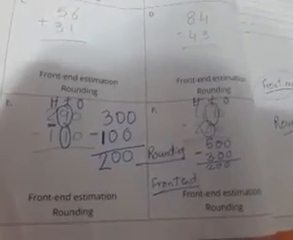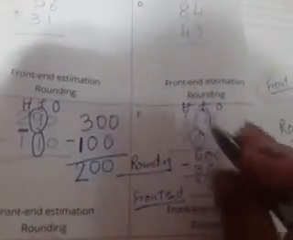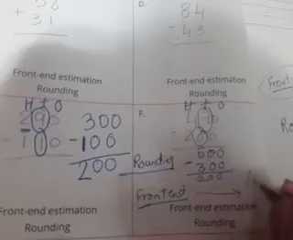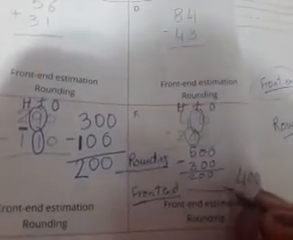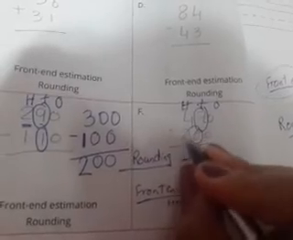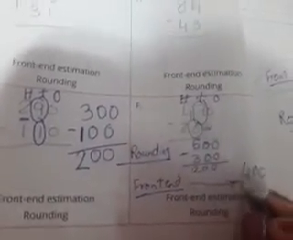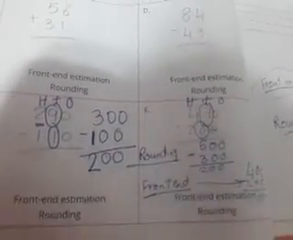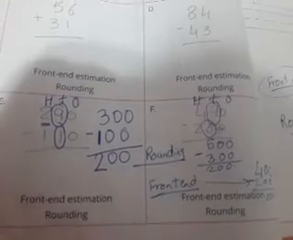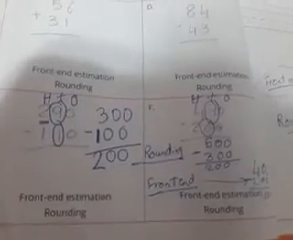But in the front end estimation, 470, I will write the 4 and replace the tens and ones with zeros. And here the front end will be, I will cancel this to be zeros, 200. So the front end estimation will be 200. I will write the 100 only and cancel all the other place values and write 0.